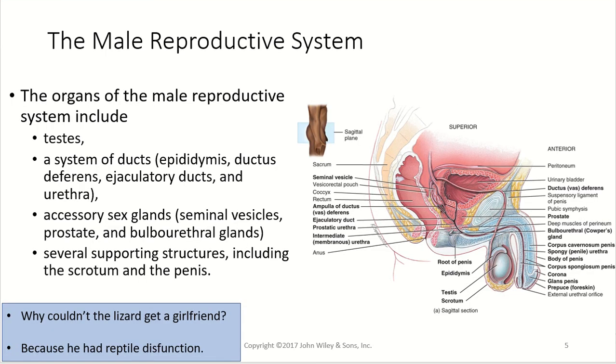So the organs of the male reproductive system include the testes, a system of ducts which includes the epididymis, the ductus deferens, the ejaculatory ducts, as well as the urethra. The accessory sex glands include the seminal vesicles, the prostate, and the bulbourethral glands. And then there are several supporting structures, which include the scrotum and the penis.